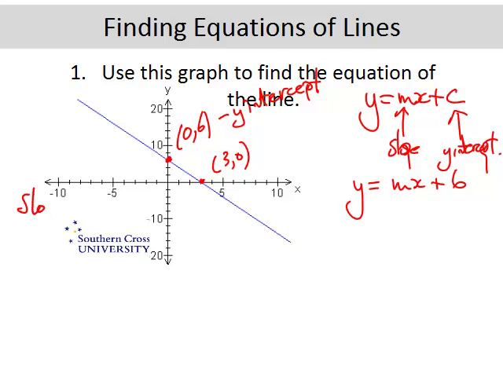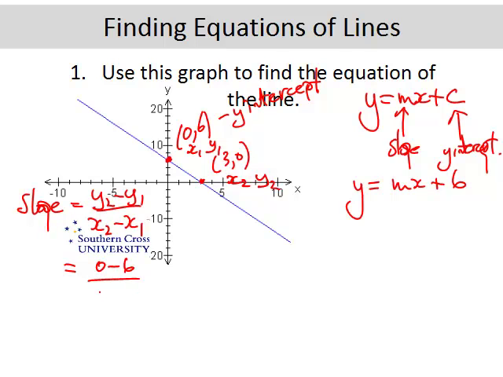So we know that the slope of a line is equal to y2 minus y1 over x2 minus x1. Now we need to nominate one of these points as our number 1 point and one as our number 2 point. So it's really arbitrary in this case, but I'll choose x2 y2 as for those ones and x1 y1 for those. So this becomes 0 take away 6 over 3 take away 0. So that's minus 6 over 3, which is minus 2.